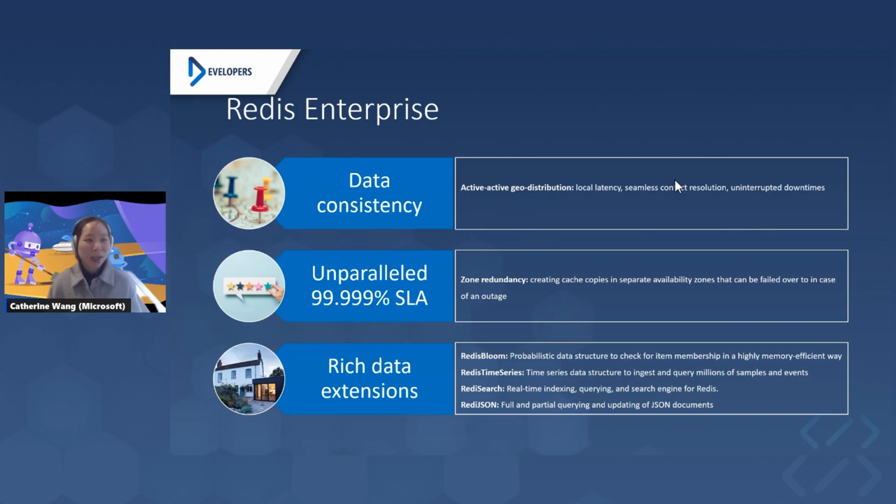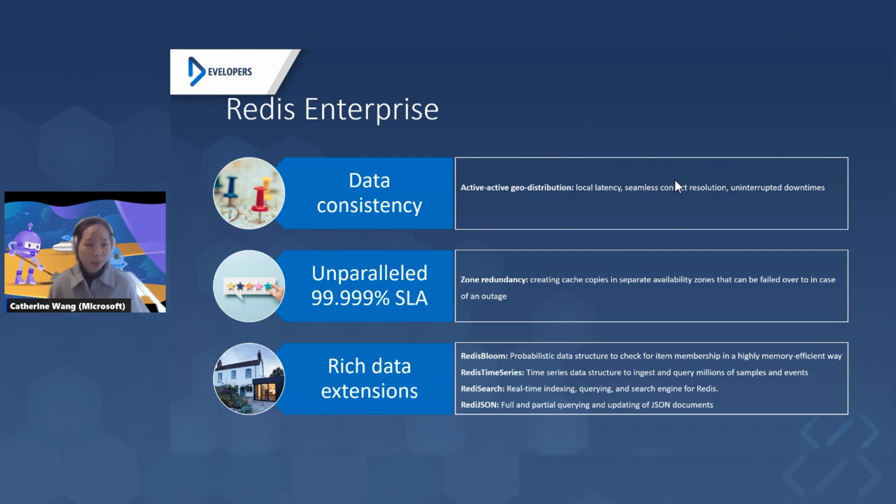That's where Redis Enterprise comes into play. We have the active-active distribution. It has local latency, seamless conflict resolution, and uninterrupted uptime to make sure the nodes in different geolocations can also stay consistent with each other. Without this feature, you may have to do something in your application logic code to keep the consistency happening, or do extra configuration on your infrastructure. With Redis Enterprise, this all comes as part of the product.